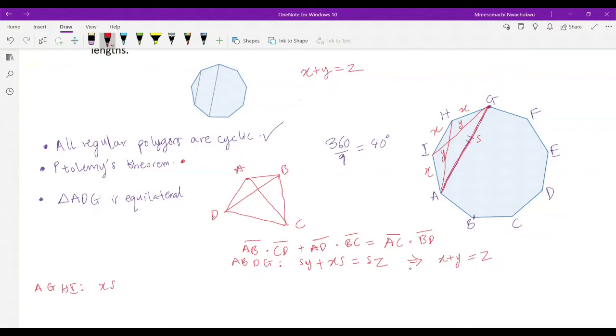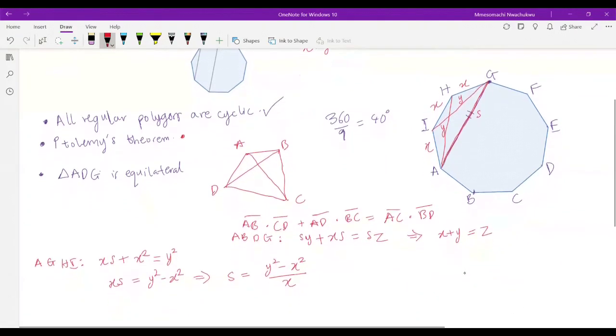The product of opposite sides: x times s plus x times x, so that's x squared, is equal to y squared. So this gives us x times s is equal to y squared minus x squared, which implies, since we're finding a way to remove s, that s is equal to y squared minus x squared all over x.